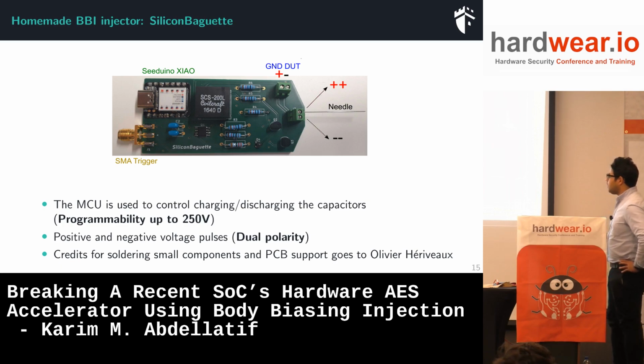So you can see that I have an MCU that can deliver 5 volts. The turns ratio here is 50. So we can obtain a programmable voltage up to 250 volts. I already obtained the dual polarity, so we can inject positive and negative pulses. I would like to thank my teammate Olivier for supporting the soldering of the small components here, because I'm not very good at soldering electronic components.